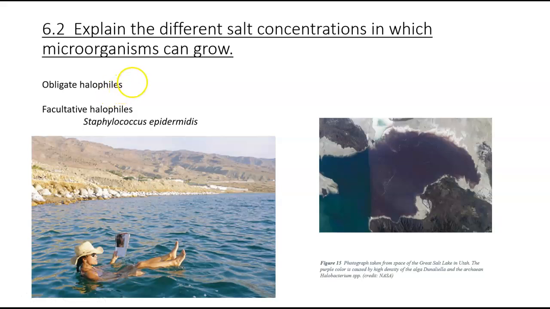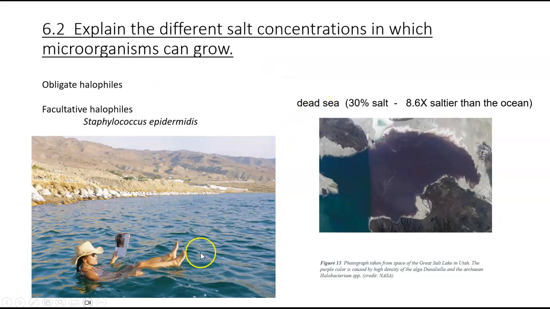And so an obligate halophile, these are organisms that have to grow in high salt environments. Now, we talked about with osmosis that high salt solution is hypertonic to cells. But these are cells that evolved in very salty environments. So obligate halophiles are only found in unique environments.